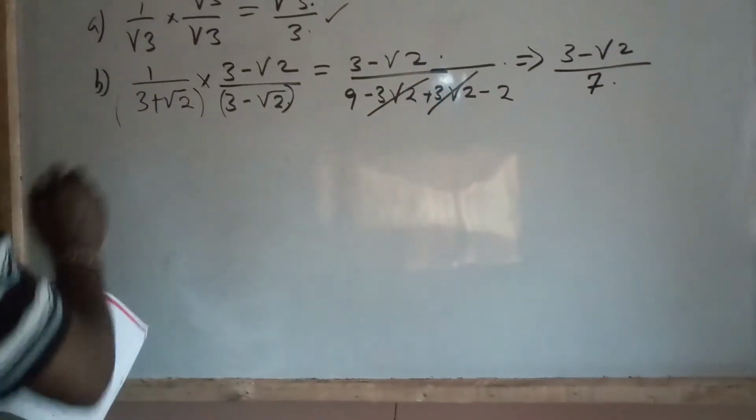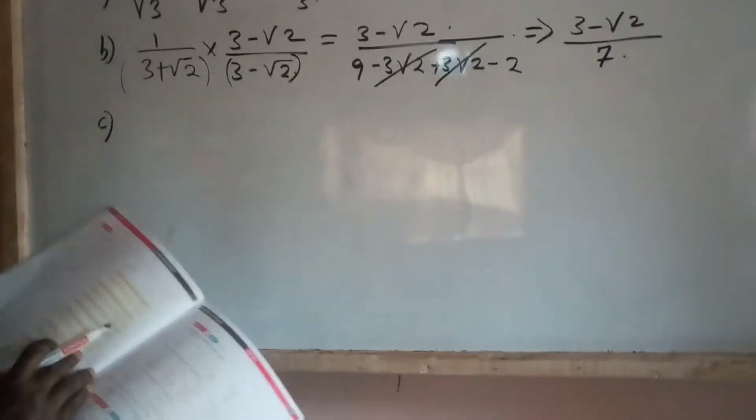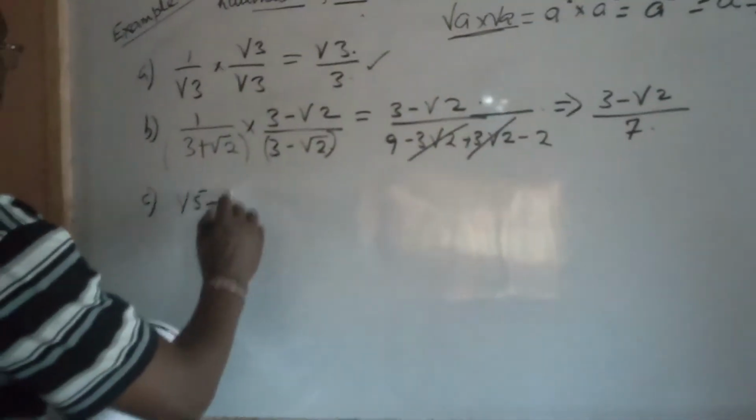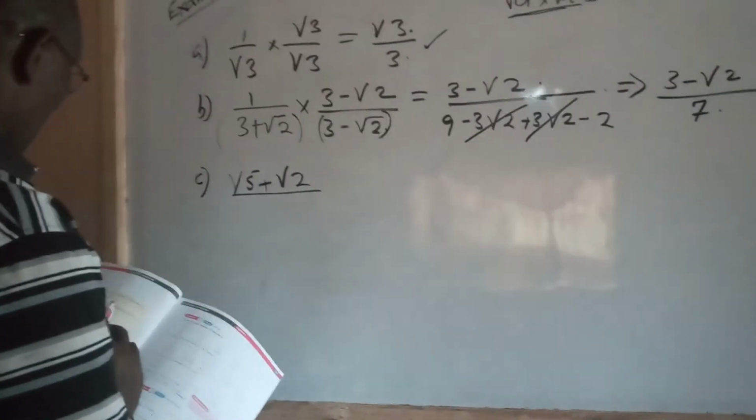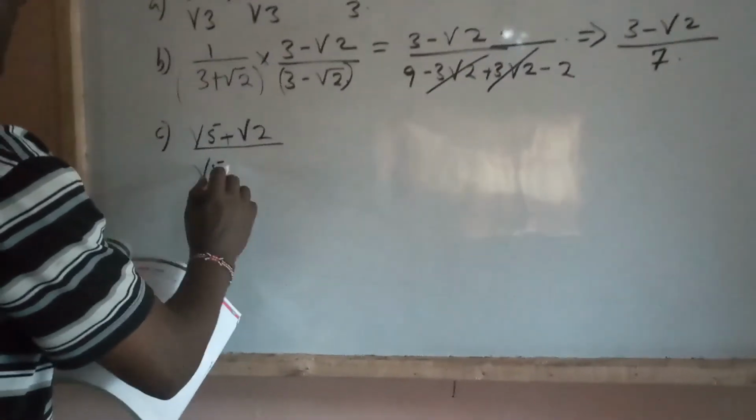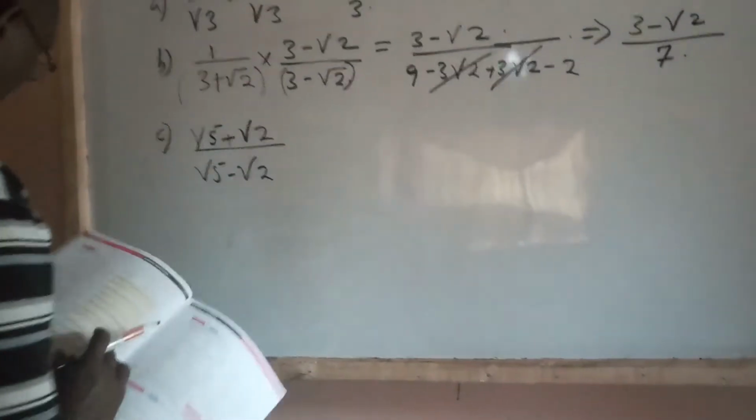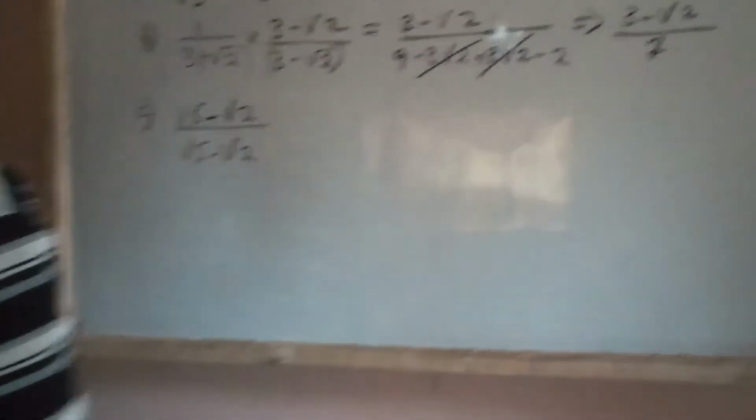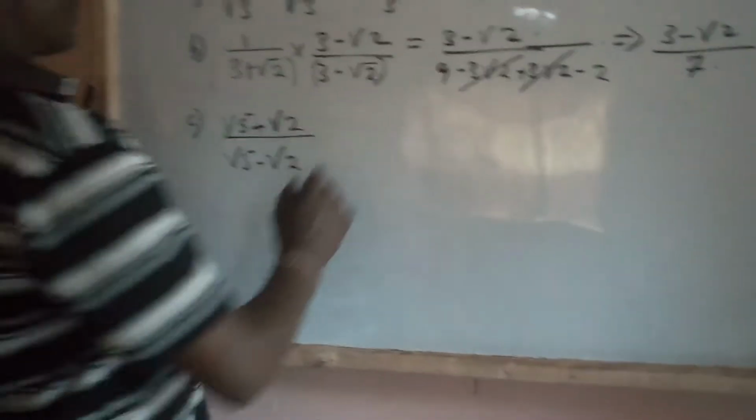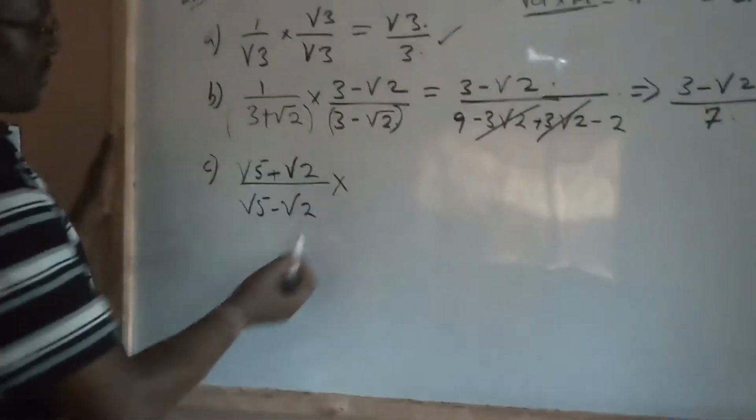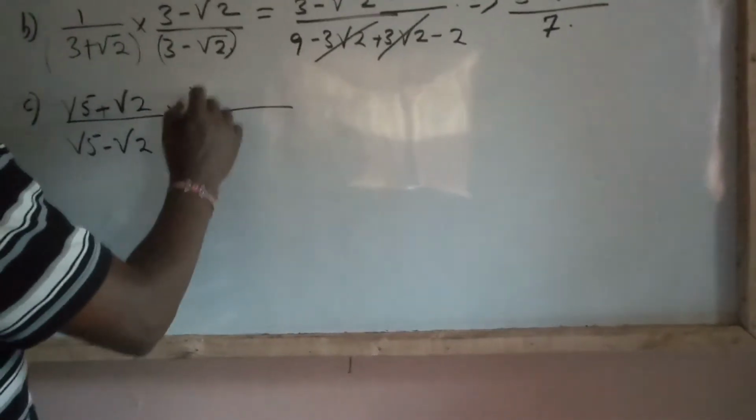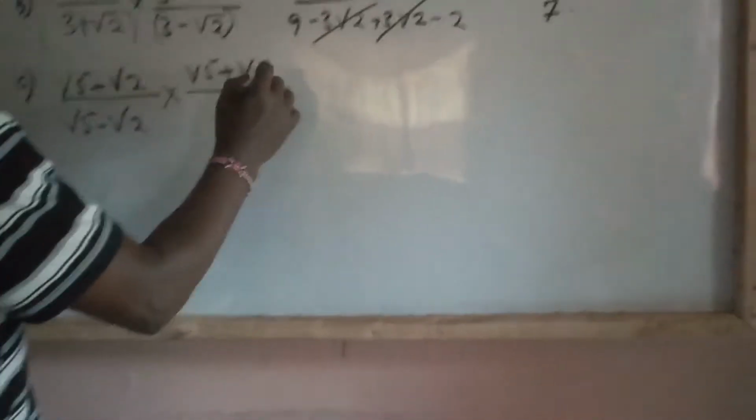If you go to part C, it talks of root 5 plus root 2 all over root 5 minus root 2. What is the conjugate of the denominator? The conjugate of the denominator is root 5 plus root 2.